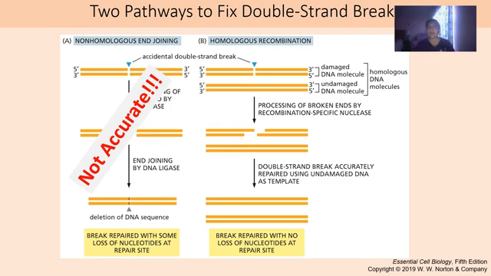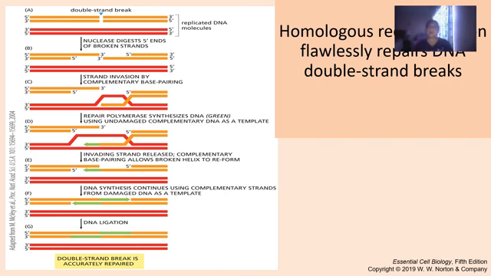So non-homologous end joining is not accurate because it leads to loss of nucleotides and possibly mutations that can have lifelong implications, while homologous recombination is accurate. That's the way that you would want double-strand breaks to be fixed. So in homologous recombination, you flawlessly repair DNA double strands, because what the nuclease does is that it only chews up one side. It chews up the 5' ends of the broken DNA strands on both of the molecules, so that it creates what we call sticky ends.